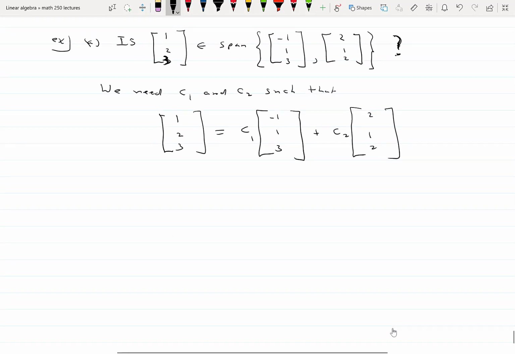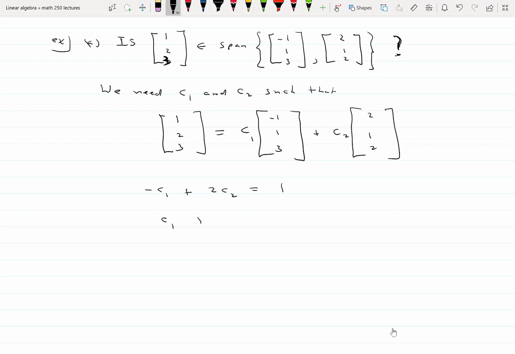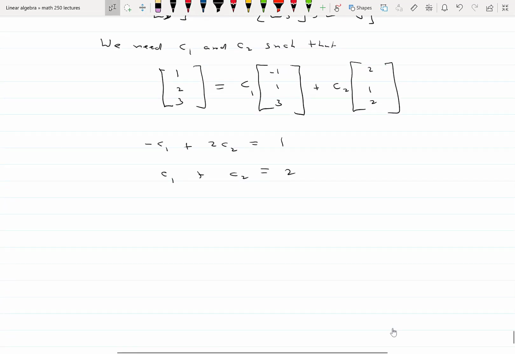Well, let's get this out of a matrix equation and turn it into a set of scalar equations. This tells us that negative C1 plus 2C2, the sum of the first entries of C1 V1 plus C2 V2, has to equal 1. C1 plus C2, the second entries, must equal 2 when you add them up on the right-hand side. It also means that 3C1 plus 2C2 has to equal 3.